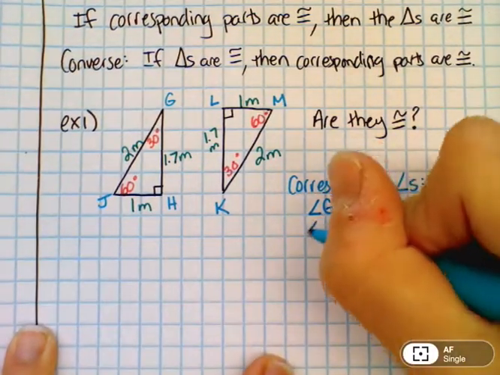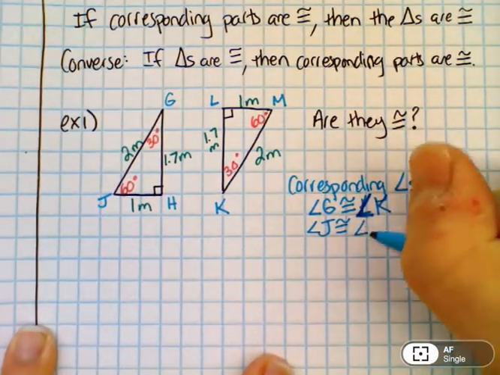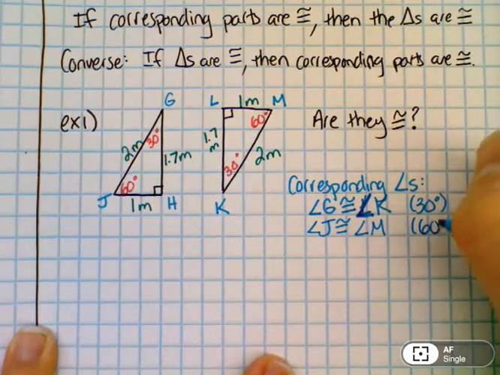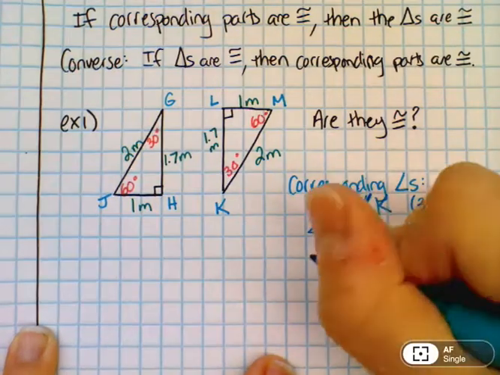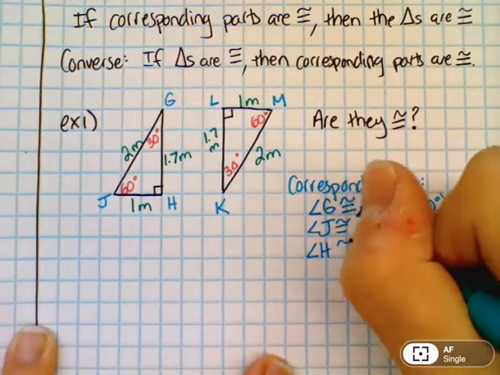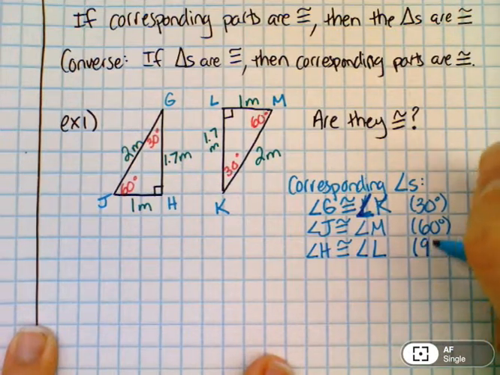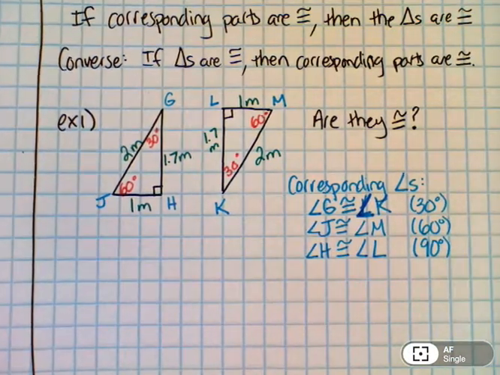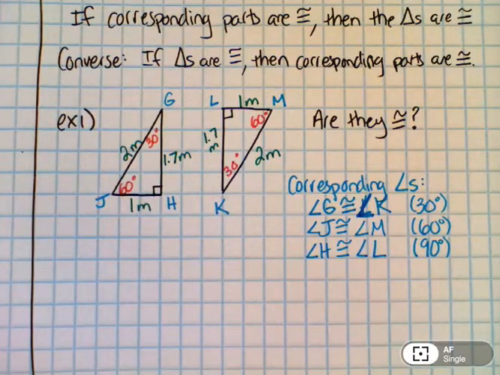So we have here that angle J is congruent to, that's 60 degrees, angle M, and then those are both 60 degrees. So these are corresponding angles on the 2 triangles. And then finally, angle H is congruent to angle L. Those are 90-degree angles. So sometimes the angles, the corresponding parts will be sort of in the same position. In this case, they're not because the triangle has been rotated. So you have to just look at the angle measure and make sure you're matching them up properly.